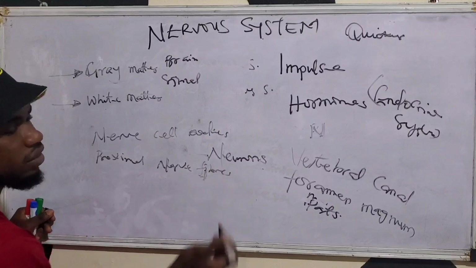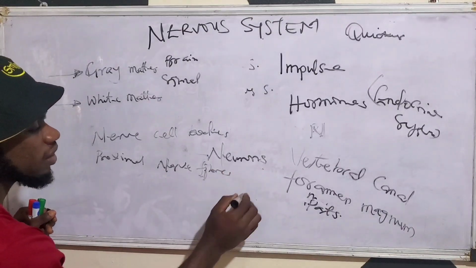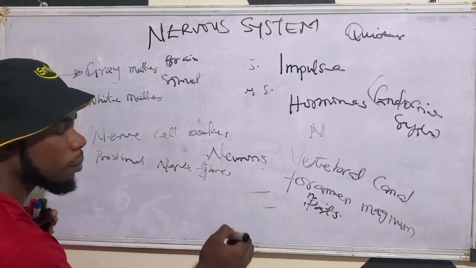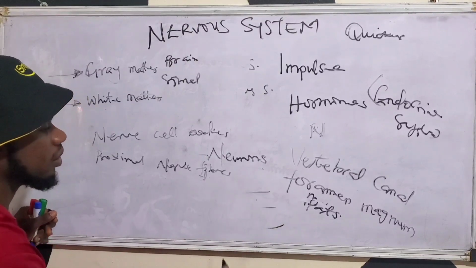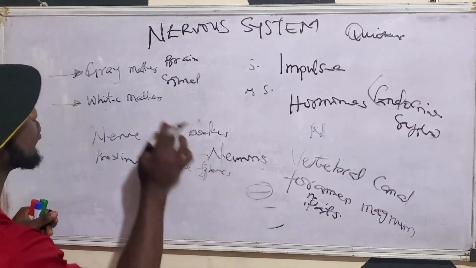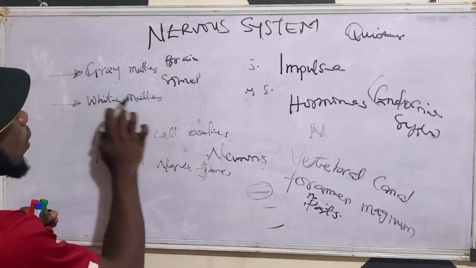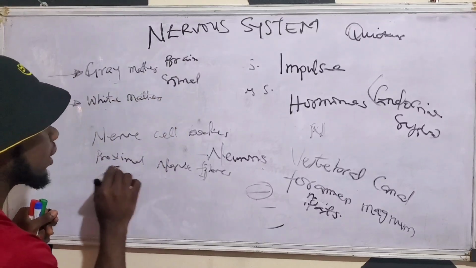The nerve fiber has the proximal part, middle part, and a distal part. Now the proximal part also forms the gray matter. White matter is majorly formed by nerve fibers.